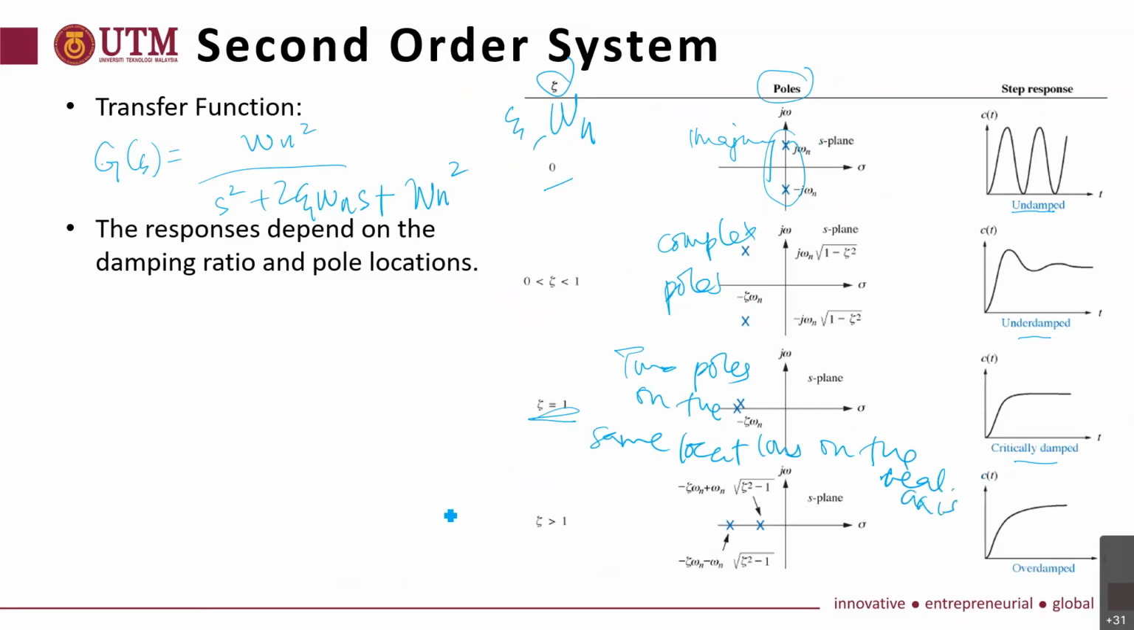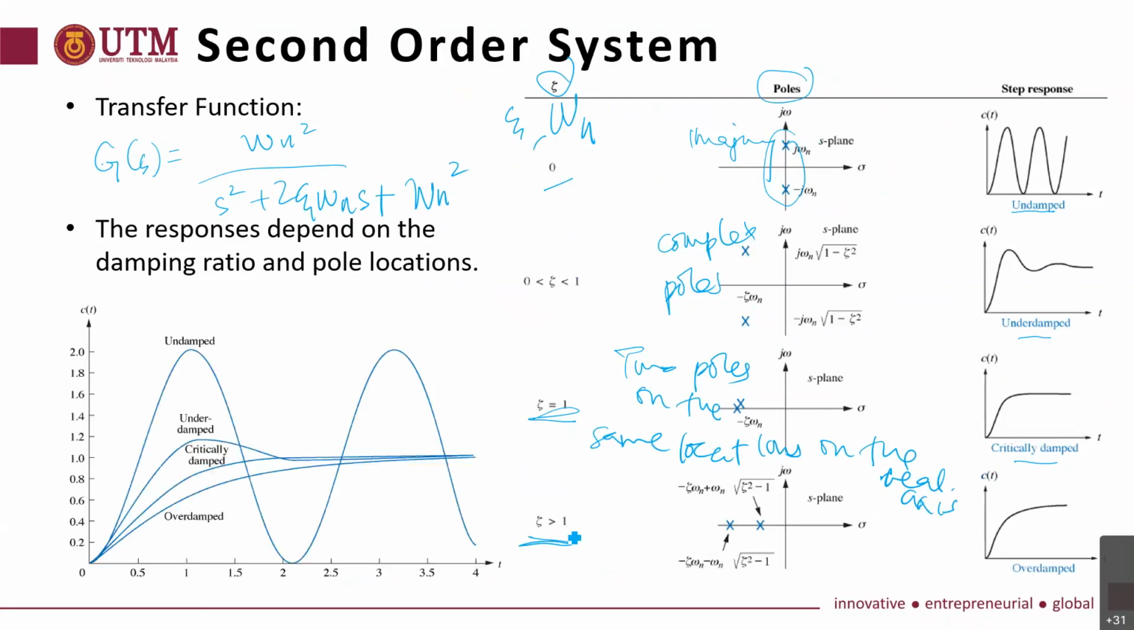Okay. And finally, we have zeta more than 1. We call it overdamped. The poles are on the real axis, but they are not at the same location. They are at different locations. The response is also quite similar to a first order system. These are summarized in these responses. Here is undamped, underdamped, critically damped, and overdamped.